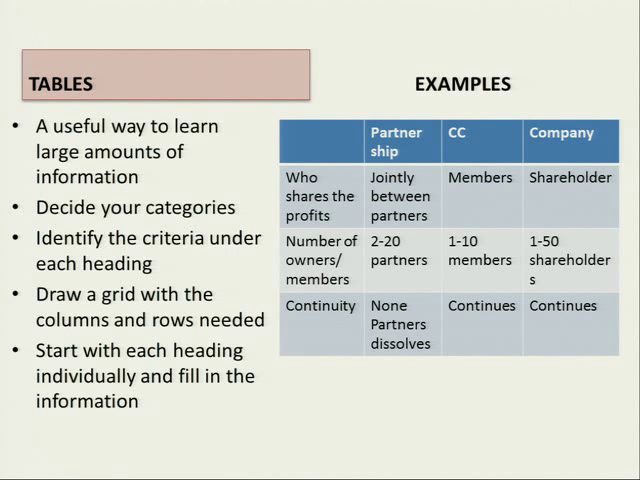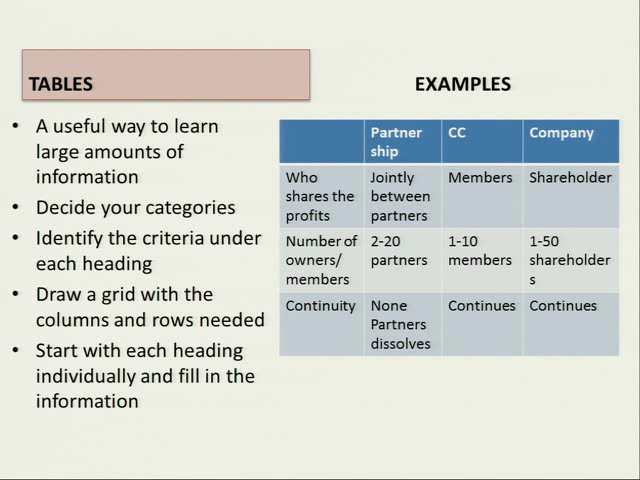Start with each heading individually and fill in the information. Or you can start with the criteria. You can work horizontally or vertically to complete the table. If we work horizontally, who shares the profit? In partnership, it's the partners. In a CC, it's the members. In the company, it's the shareholders.